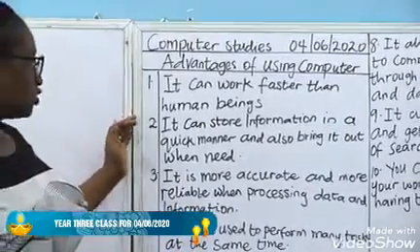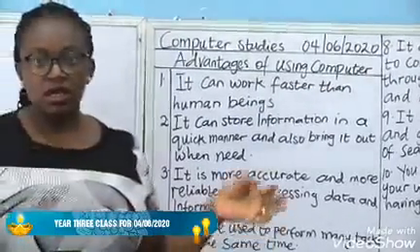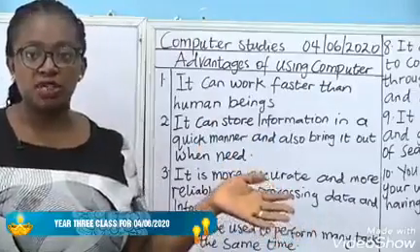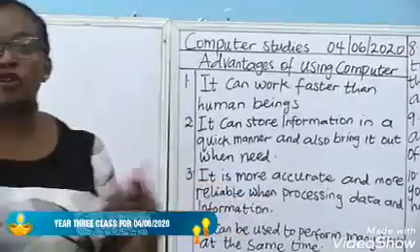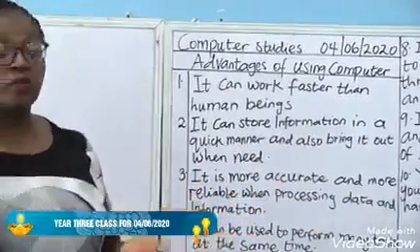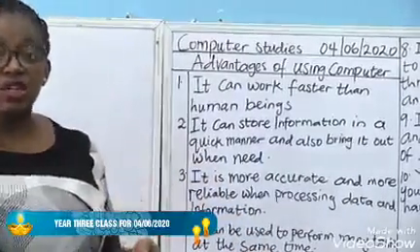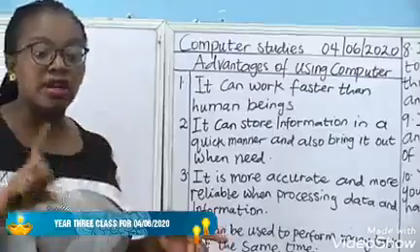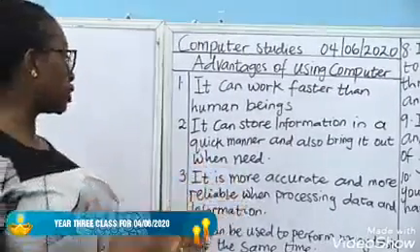Then it can store information in a quick manner and also bring it out whenever it is needed. You can store information in your computer. You can store information like the names of people in a school, the names of patients in a hospital, the names of items that are sold in a supermarket. You can store it in the database of the computer, and whenever it is needed, you just go to the computer and click on the file where you stored it, and it will open, and then you access the information that you want to access.